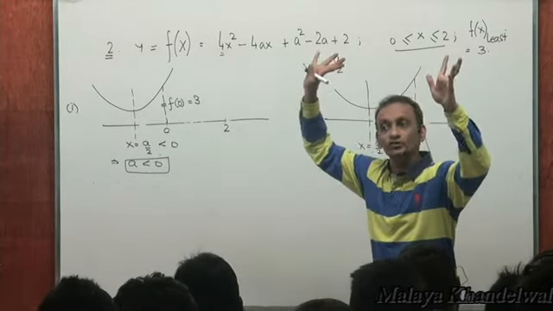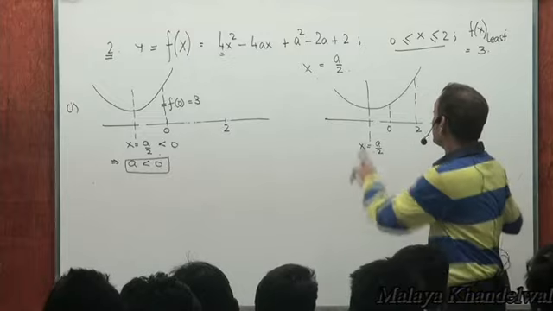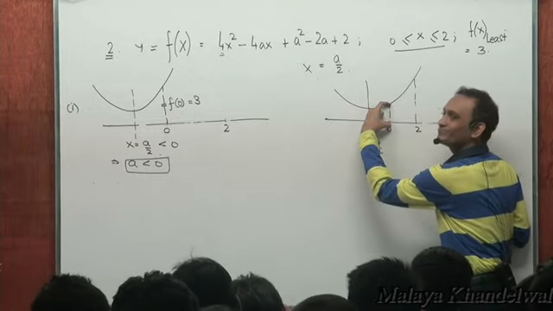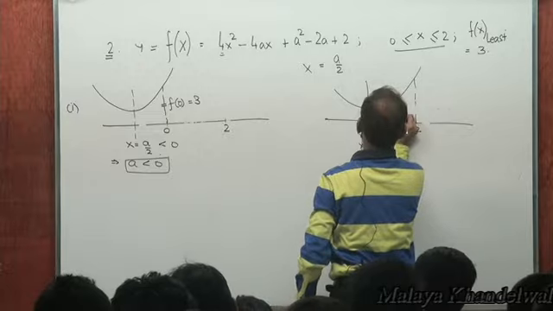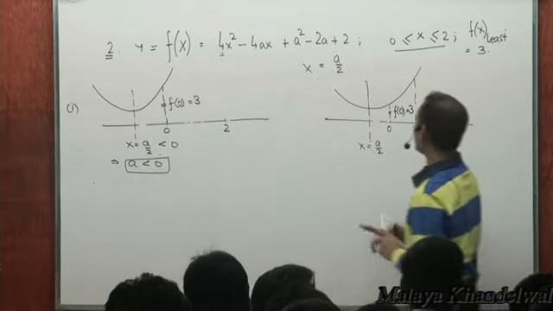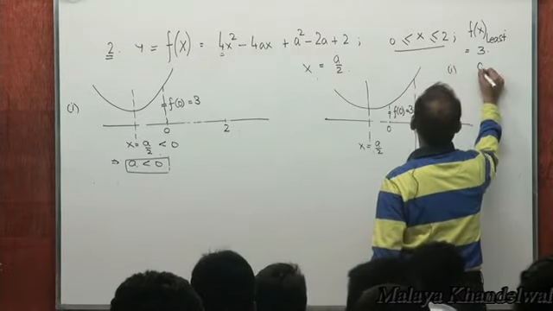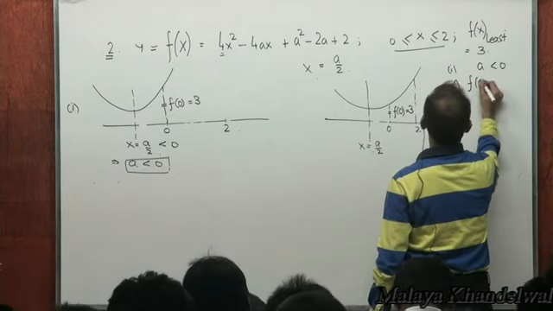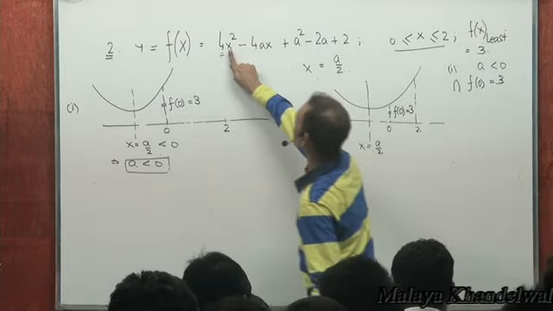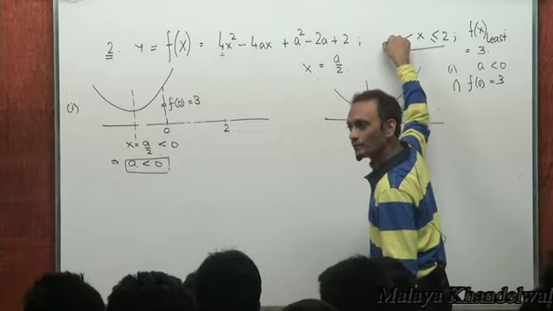No matter where it assumes the value 3, the least value of f(x) in the interval 0 to 2 must be 3. And if this is the disposition of the parabola, then the least value is assumed at 0. f(0) must be 3, yes or no? Yes, f(0) must be 3. So in this case, case 1, a less than 0 and f(0) equal to 3. Now f(0) equal to 3 would mean what? Put x equal to 0: a squared minus 2a plus 2 must be 3, right?